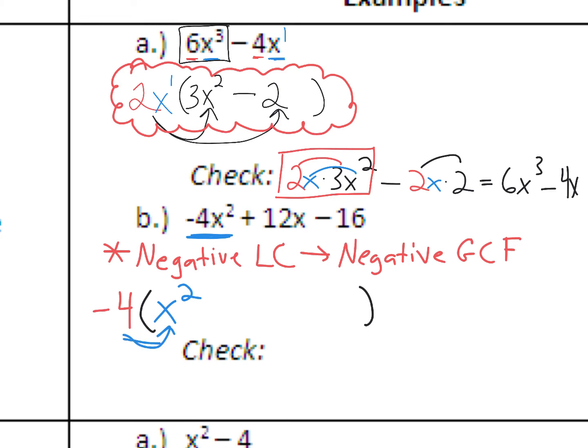And then I have to ask myself, -4 times what gets me back to positive 12x? So watch your signs on this one. Any takers on this part? Seamus is going to lose his arm today. Go ahead, buddy. Negative 3x. Yeah, I'm assuming you chose the negative because a negative times a negative gets you back to the positive.